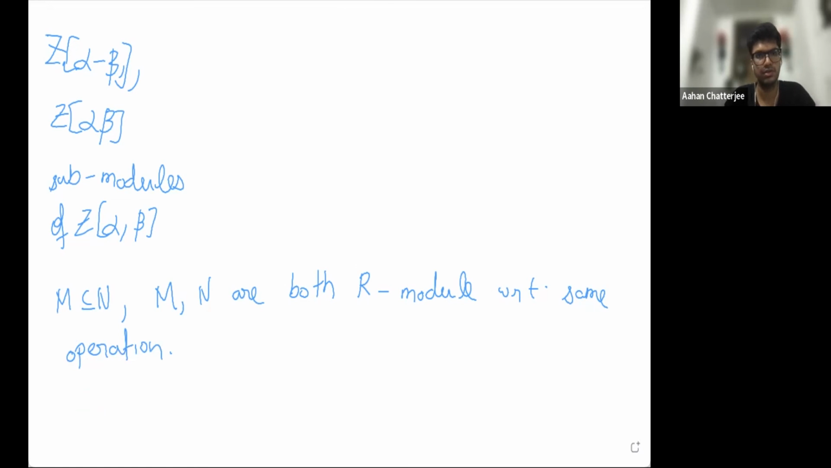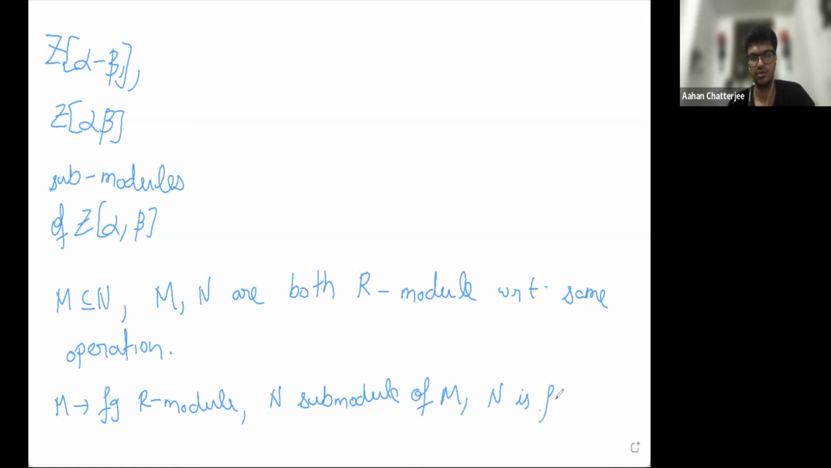And now I'll prove a theorem. Essentially, what I'm going to show is that if M is a finitely generated module, and N is a submodule of M, then N is also finitely generated.